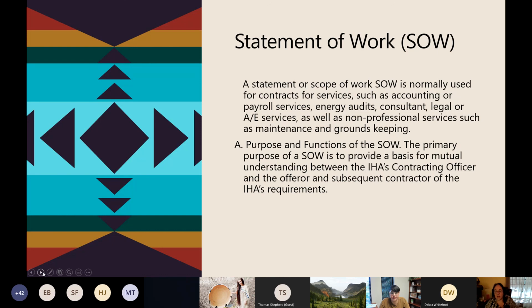Purpose and functions of the SOW: the primary purpose is to provide a basis for a mutual understanding between your contracting officer and your offeror and any subsequent contractor of what the requirements of your housing entity are.